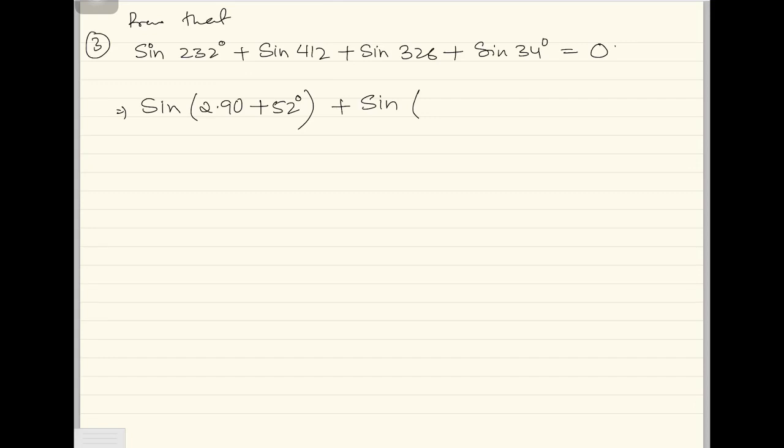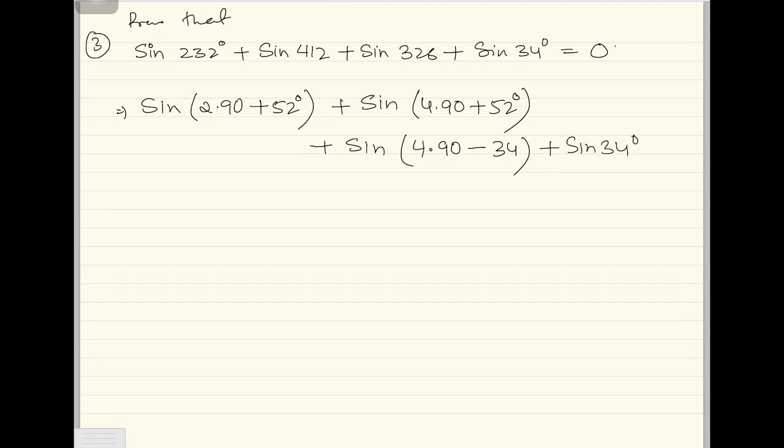412, isn't it? The closest multiple will be 4 times 90, 360, plus 52 again, isn't it? Okay, that's correct. Then comes plus 326 sine. Now here this is interesting. Actually the closest one is 270, but I will try to use 4 into 90 minus, so 360 minus 34. Check this out. 360 minus 34 should give me 326 plus sine 34.